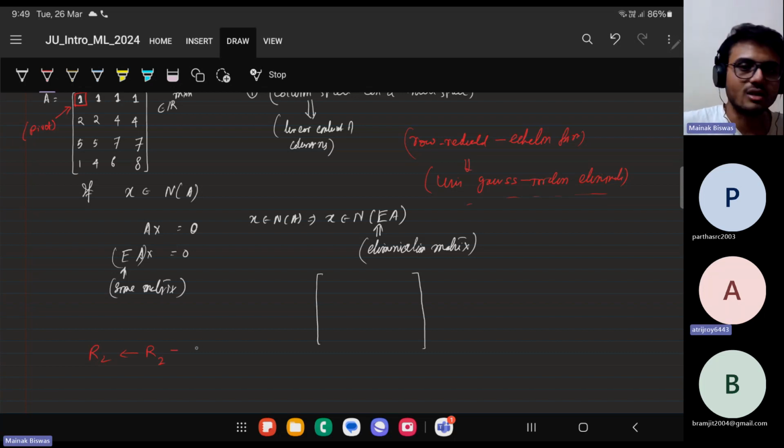So 2R1. Gaussian elimination means making everything below the pivot 0. If I don't know what you call Gaussian elimination, I call that Gaussian elimination. And Gauss-Jordan is making everything other than the diagonal 0.